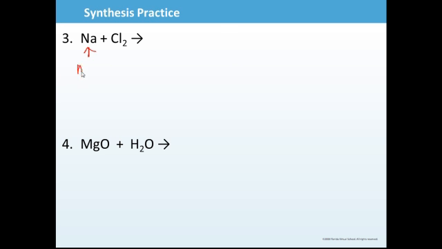Here we have a metal and a non-metal. Metal, non-metal, that is an ionic bond. So what we have to do is look at the common charges of the 2 elements. We see sodium has a +1, chlorine has a -1. It only takes one of each element to neutralize the charges to equal 0. Therefore, my product is NaCl.